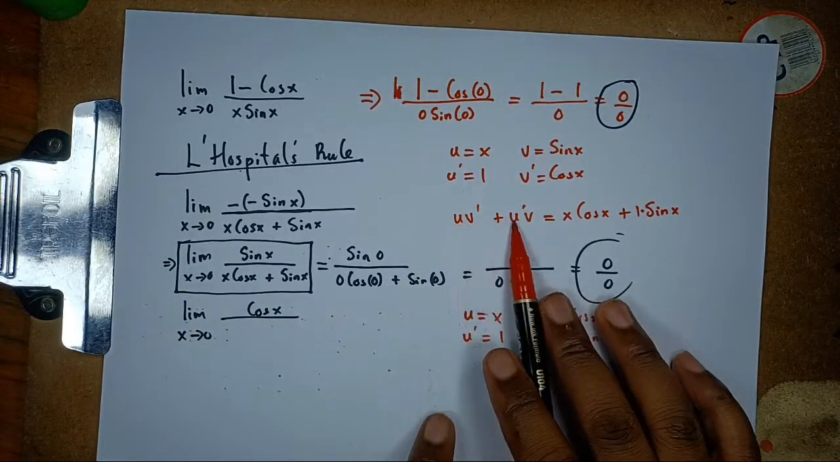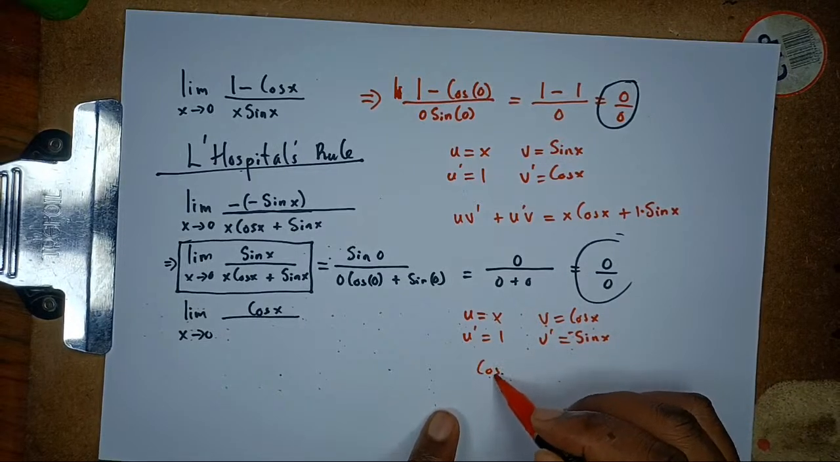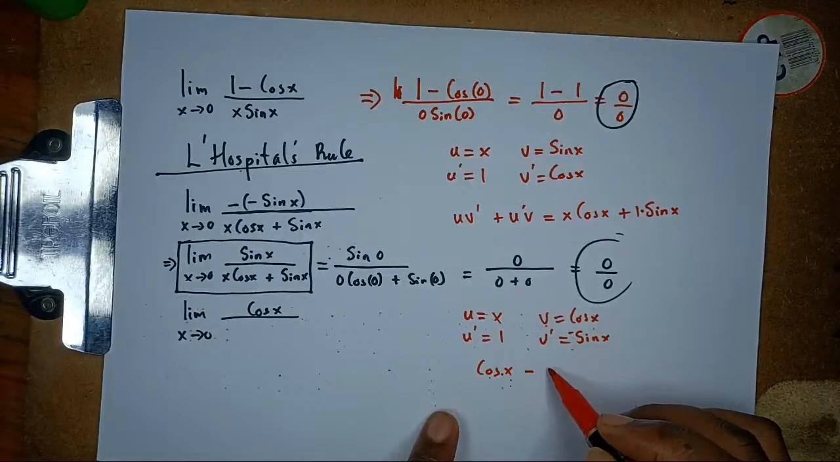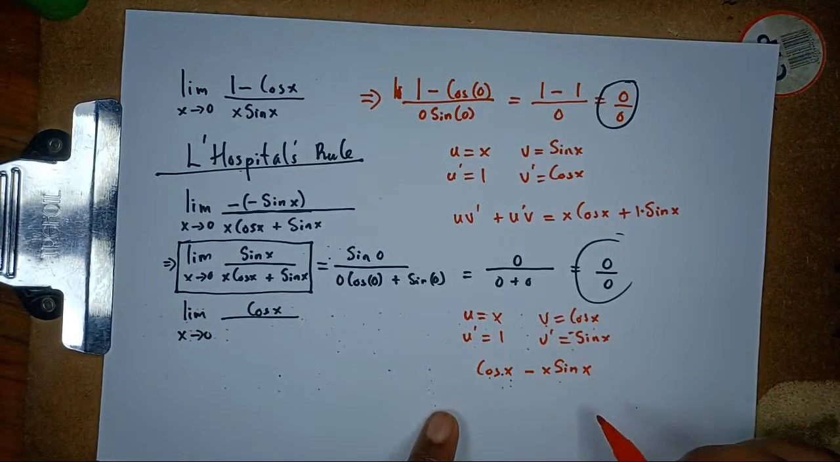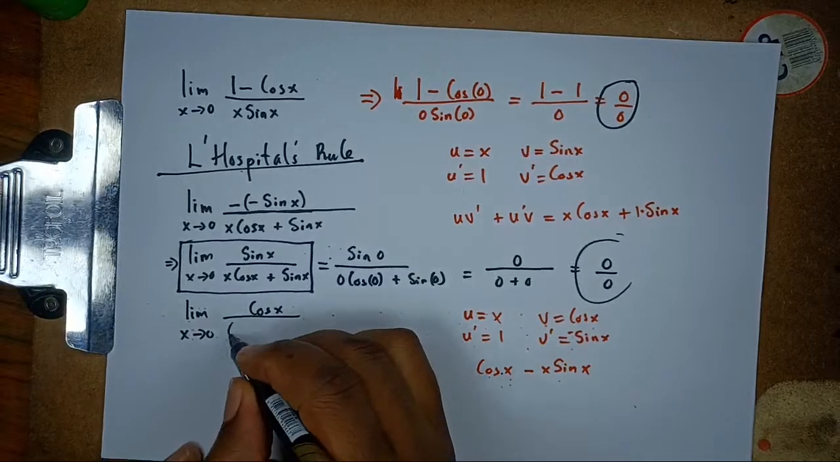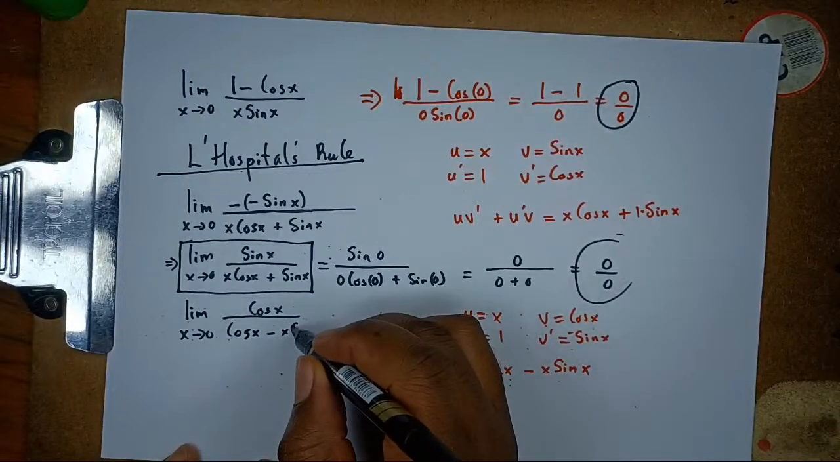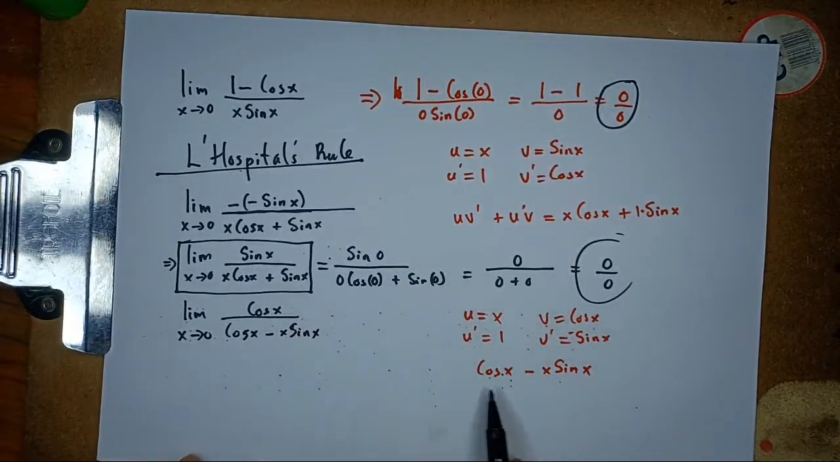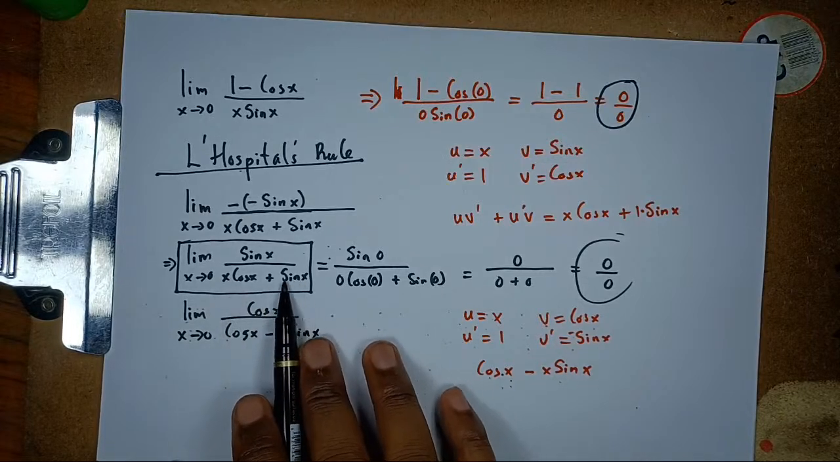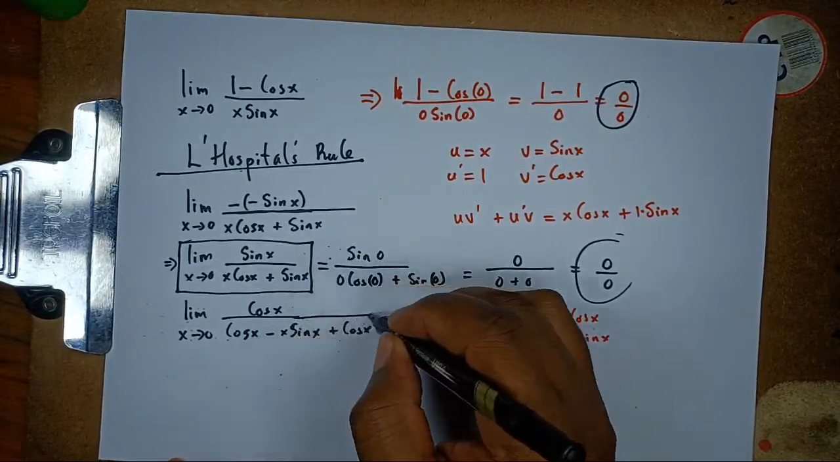We combine the two using the same formula. Cos times 1 is just cos x, and x times negative sine x gives negative x sine x. We substitute it here, so we simply get cos x minus x sine x. That is just the derivative for this part. The derivative of the sine in the numerator will simply be cos x.